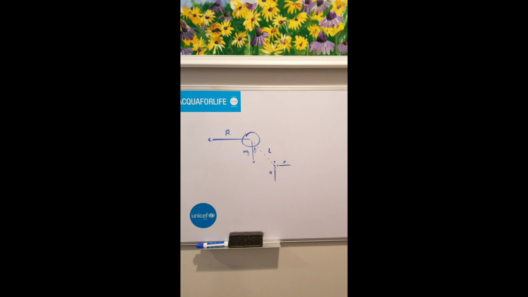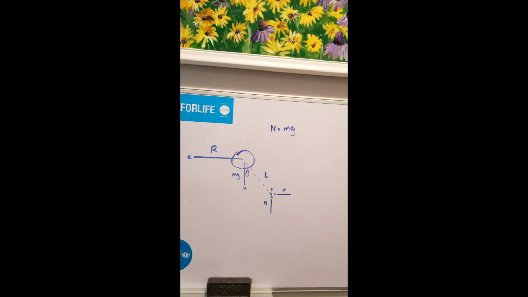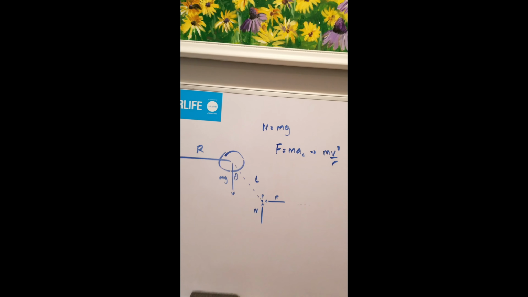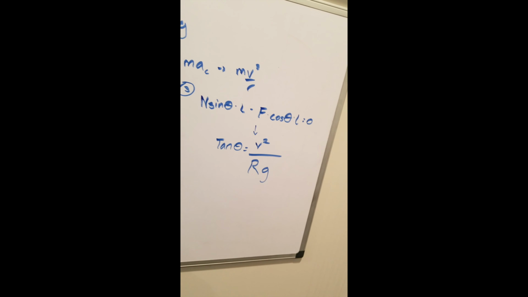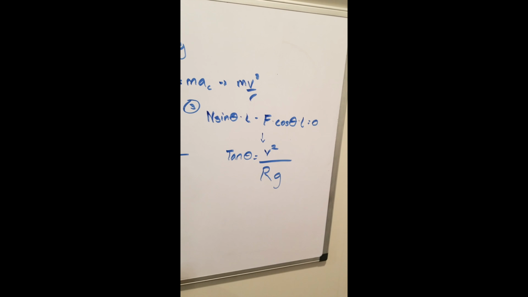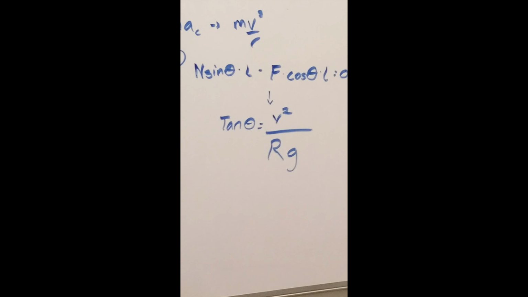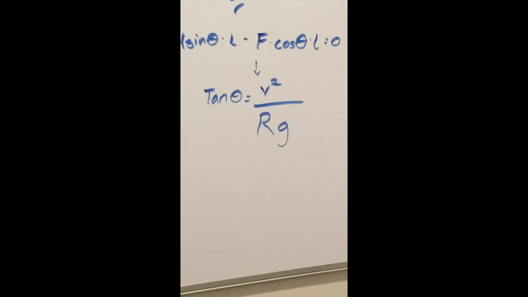Since there is no acceleration in the vertical direction, the sum of the vertical forces is zero. Thus, normal force is equivalent to mass times gravity. Apply Newton's second law in the horizontal direction. F equals m a_c, which equals m v squared over r, where v is the velocity of the bike around the turn. Then you must sum the moments about point G. N sine theta times L minus F cosine theta times L should be equivalent to 0. Lastly, we combine the three equations above to find an expression for the angle of lean theta. We should get tan theta is equivalent to v squared over r g.